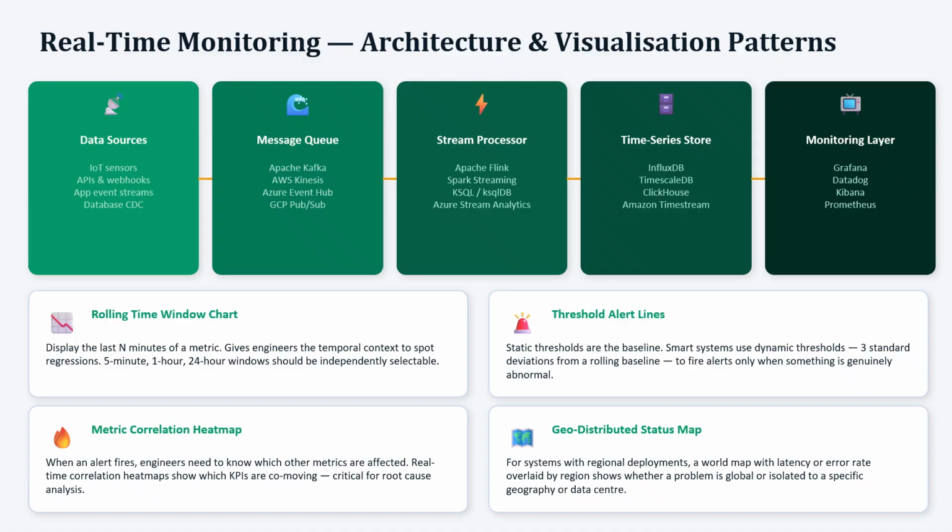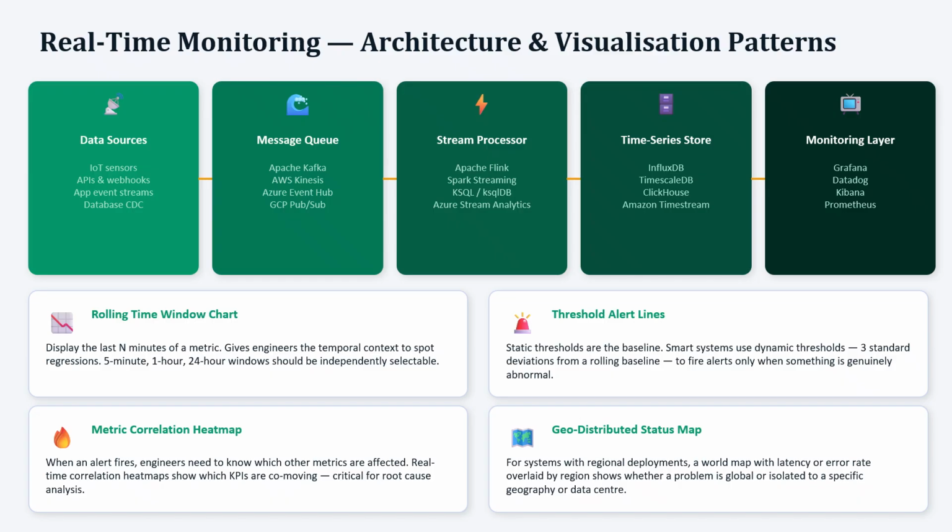So the architecture has got 5 layers. The first is the data source. So anything that emits events, like IoT devices, application event streams, database change data capture, external APIs, webhooks, all of this produces data.